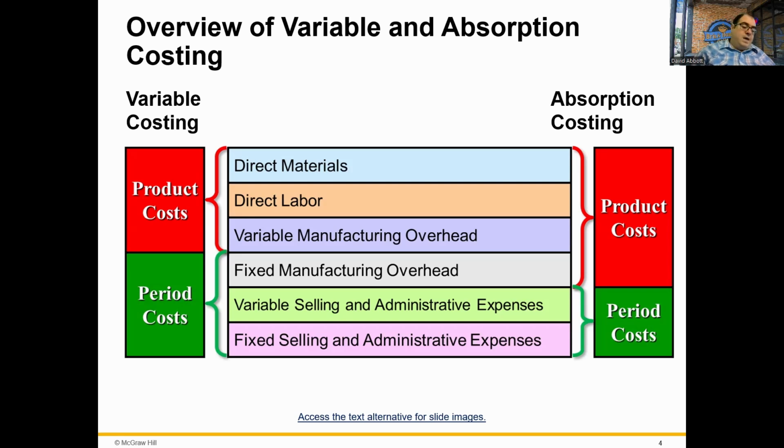So we see in this example that our product costs, which would be our variable costs, are things such as direct materials, direct labor, and variable manufacturing overhead. And then our period costs under variable costing are fixed manufacturing overhead, variable selling and administrative, and fixed selling and administrative. And then we see there for absorption. For us, the costs of production, again, are direct materials, direct labor, and variable overhead.